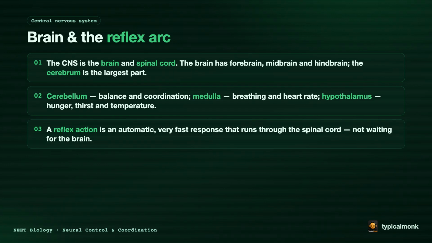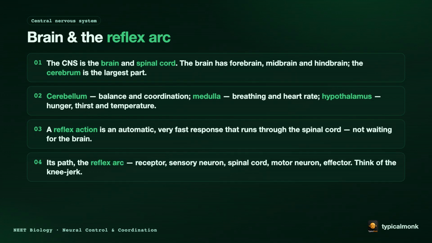A reflex action is an automatic, very fast response that runs through the spinal cord, not waiting for the brain. Its path, the reflex arc, is receptor, sensory neuron, spinal cord, motor neuron, effector. Think of the knee jerk.